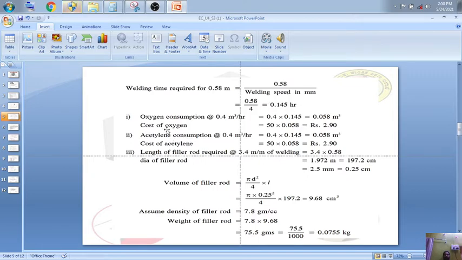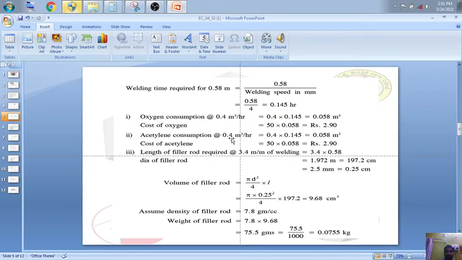So oxygen consumption is 0.4 meter cube per hour. That means for 1 hour of welding we require 0.4 meter cube, but our welding is only 0.145 hours. So 0.145 multiplied by 0.4, that will give you the oxygen consumption. 0.058 meter cube of oxygen is required. The cost of oxygen is 50 per meter cube. For 1 meter cube we require 50, but our requirement is only 0.058. So 50 multiplied by 0.058, that is rupees 2.90 cost of oxygen.